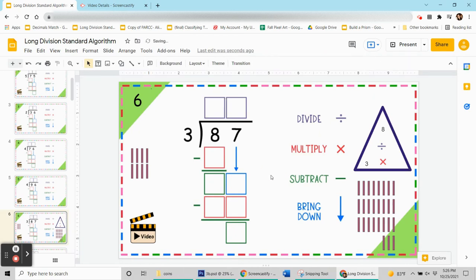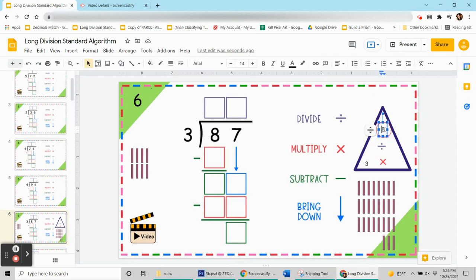Okay, so the first step is divide. And yes, we're doing 87 divided by 3, but we're going to do it in steps. And we start on the left, just like if you were reading a book, how we go left to right. So start with this 8 first. Forget about the 7. All you're going to do is 8 divided by 3. So think about it like this. You have 8 and you're dividing it by 3.